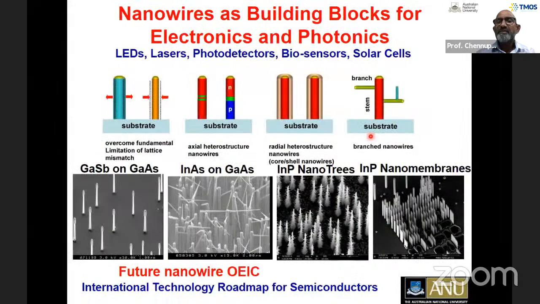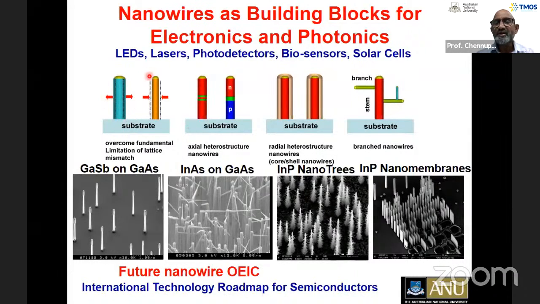Now let me come to nanowires. Nanowires have diameters of about 10 to 100 or 200 nanometers, and lengthwise they're up to a few microns long. Nanowires are seen as building blocks for the next generation electronics and photonics. One of the unique things with nanowires is that lattice mismatches are no longer an issue. If you have a material with a large lattice constant with respect to the substrate, it can expand without creating dislocations.